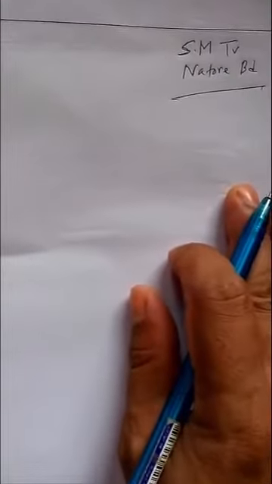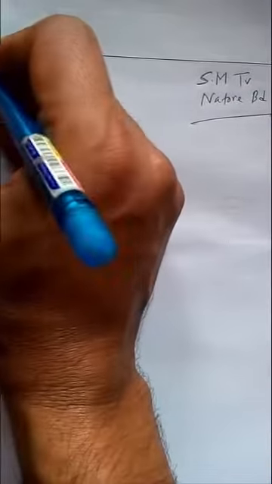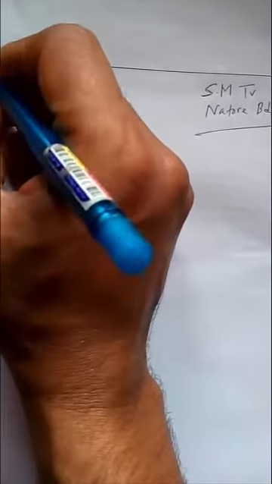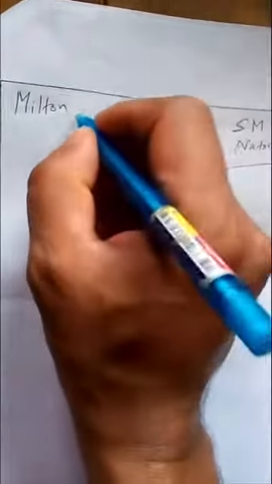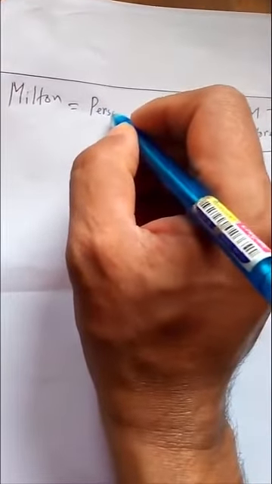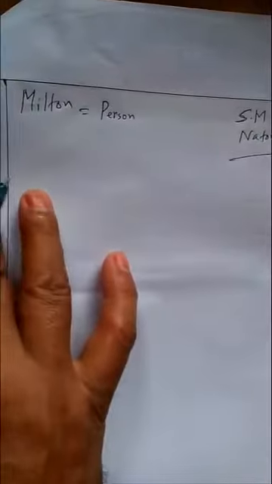Today we will discuss the noun. So we know that the name of a place, the name of a person, the name of things, or the members of a class or a group of persons, or actions, activities or qualities, these are the nouns. For example, person: Milton. This is the name of a person.